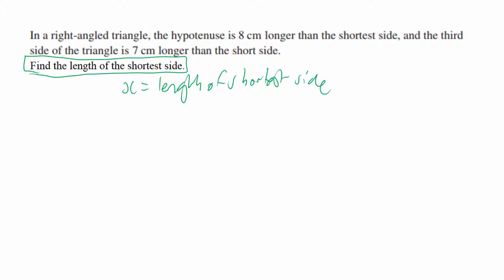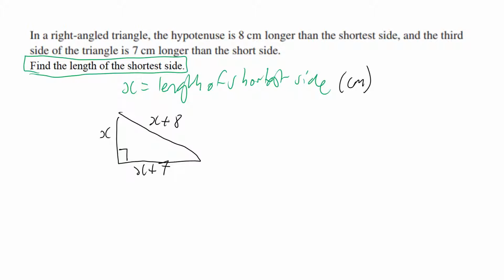Okay, the next thing is to create a diagram. Obviously we're dealing with a right angle triangle, and we define all side lengths in terms of x. So here's our shorter side length. Here's our hypotenuse, which is 8 centimeters longer than the shorter side length. By the way, we should set the units nice and clearly. The length of the shorter side is x centimeters, and here's the other non-hypotenuse side length of the right angle triangle.